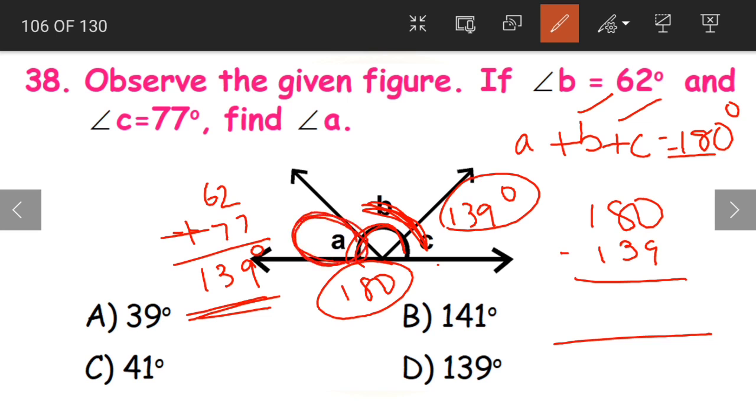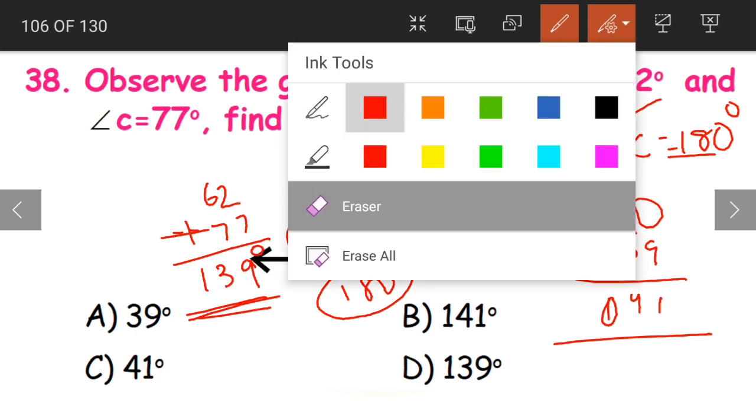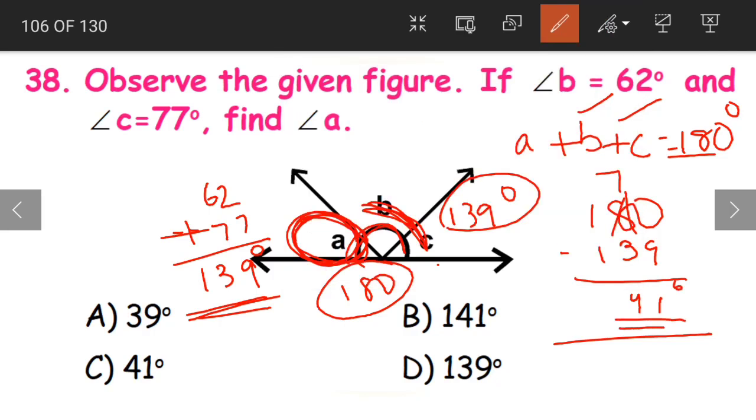We will be remaining with our angle A. So let us subtract. 0 minus 9 is not possible, borrowing. 10 minus 9 is 1, 7 minus 3 is 4, and then 1 minus 1 is 0. So what is our answer, children? 41 degrees. The measure of angle A. Angle A is equal to 41 degrees. That is option C. I hope this is clear, right?